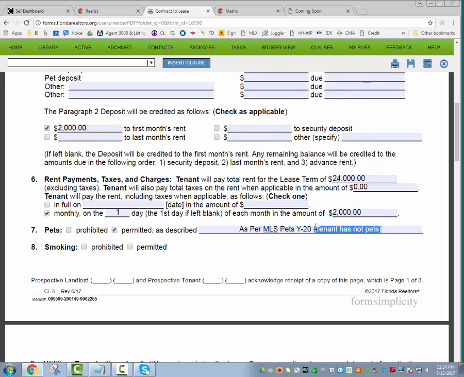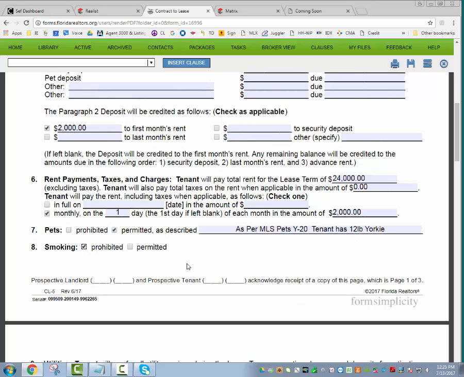If it says yes, they're permitted and they do have a pet, tenant has a cat, has one cat. Or tenant has 12-pound Yorkie. Something along those lines, okay? But you want to make sure that you put down what they put as per the MLS, so it's very clear.